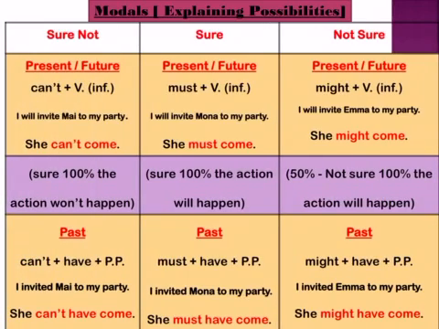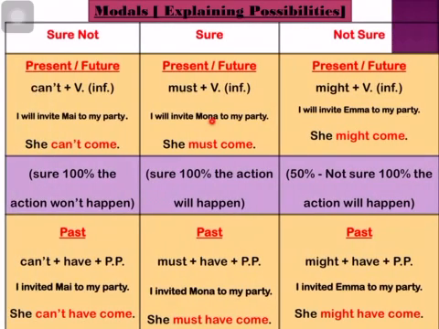Look at this table very carefully. We have 3 degrees of possibility. We have sure not, sure, and not sure. What do I mean by this? I have a party and I decided to invite May, Mona, and Emma. When I decided to invite May, I was sure 100% she will not come. So, when you are sure not, this means you are sure 100% the action won't happen.